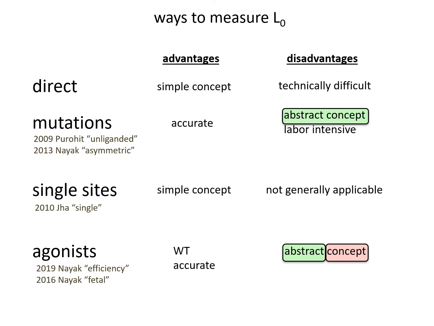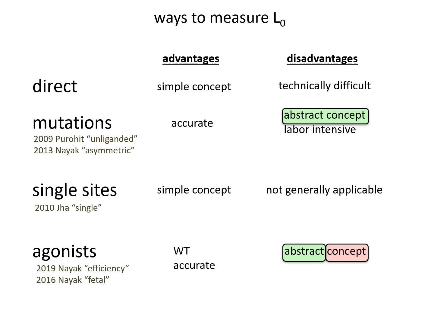A third method that we have used is just by measuring single sites, gating with only one active binding site. The simple relationship is L2 over L1 is equal to L1 over L0. So if you know L1 and L2, you can calculate L0. It's very simple conceptually, but it's not generally applicable. You have to be able to measure a receptor that has only one active binding site, and that can be difficult to construct.